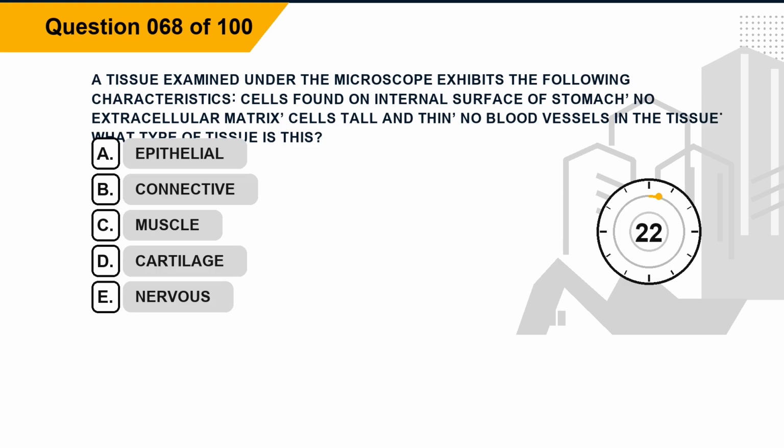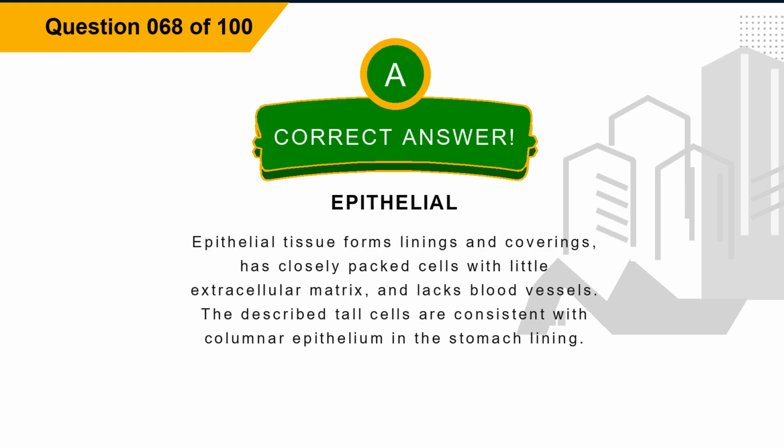Question 68. A tissue examined under the microscope exhibits the following characteristics: cells found on internal surface of stomach, no extracellular matrix, cells tall and thin, no blood vessels in the tissue. What type of tissue is this? Option A, epithelial. Option B, connective. Option C, muscle. Option D, cartilage. Option E, nervous. The correct answer is option A, epithelial. Explanation. Epithelial tissue forms linings and coverings, has closely packed cells with little extracellular matrix, and lacks blood vessels. The described tall cells are consistent with columnar epithelium in the stomach lining.